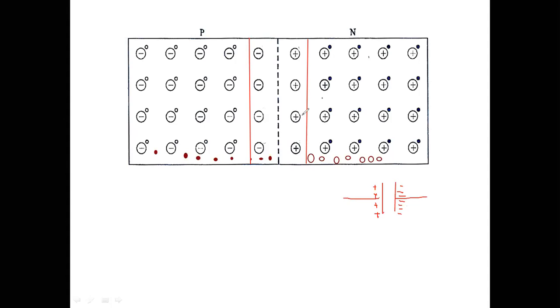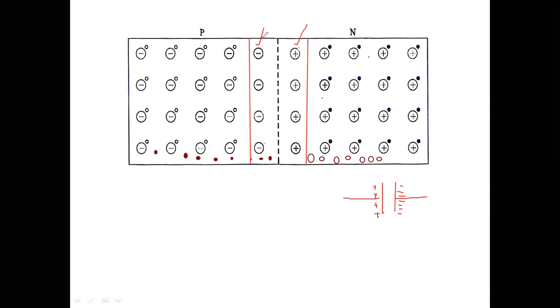Okay, so here if I assume this as the positive charged plate of a capacitor and this as the negative charged plate of a capacitor, then I can assume this as the capacitance developed inside the PN diode.